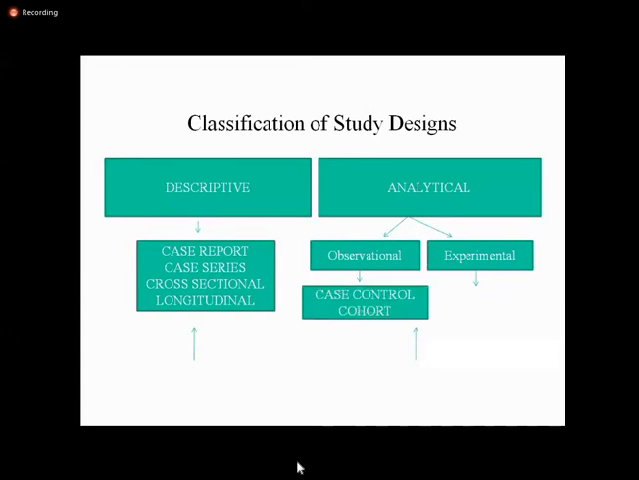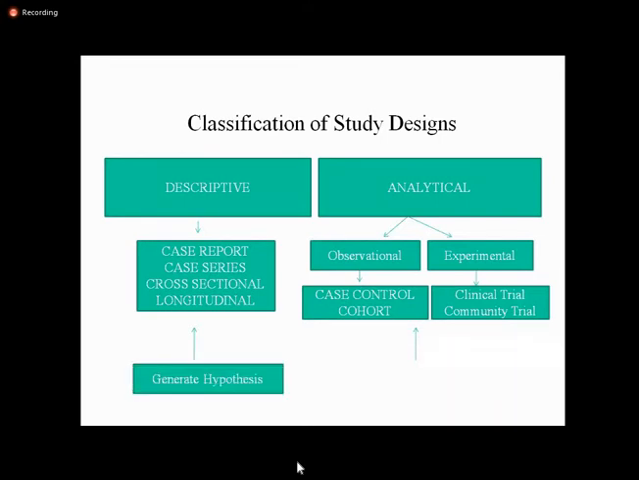The observational includes the mostly popular case control and cohort studies, and experimental includes clinical trials, community trials or field trials. So basically, the main purpose of the descriptive is to generate hypotheses. This is the foundation of any research.